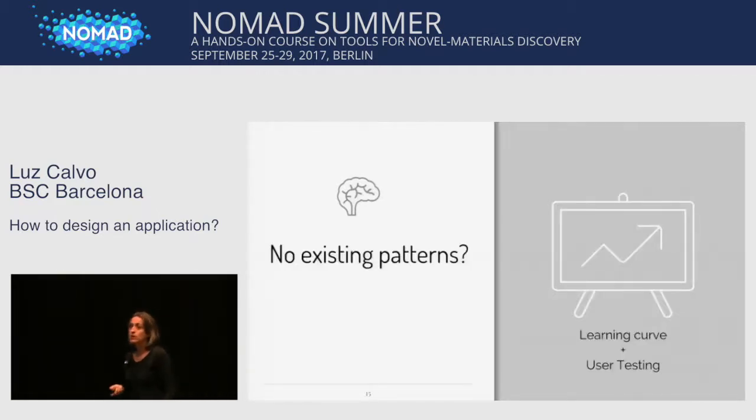But what happens when we don't have any reference, we are innovating, and we don't have any example and we don't have any pattern? We have two weapons here. One is to guarantee that the learning curve is easy, so the user learns quickly how it works. And then doing a lot of user testing to be sure that our solution, our application, is going to be understood.